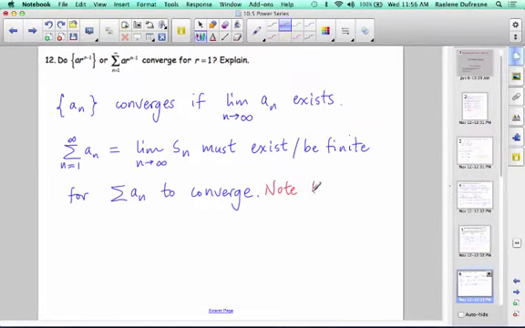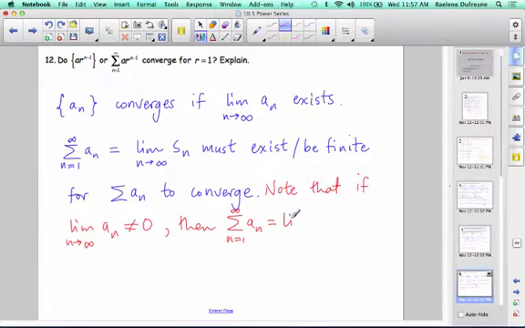Note that if the limit as n approaches infinity of a_n does not equal 0, then this series, or the limit as n approaches infinity of S_n, will not be finite. Okay, so you might want to think about that and ask a few questions. This goes back to the nth term test for divergence.